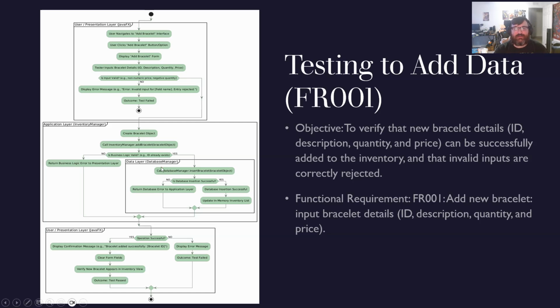So first, we're going to start that test. This is the expected outcome. The user would navigate to the Add Bracelet interface, where then they would click on the Add Bracelet button. From there, it would display the Add Bracelet form with the bracelet details. Once the user has input the details in it, we have our first validator.